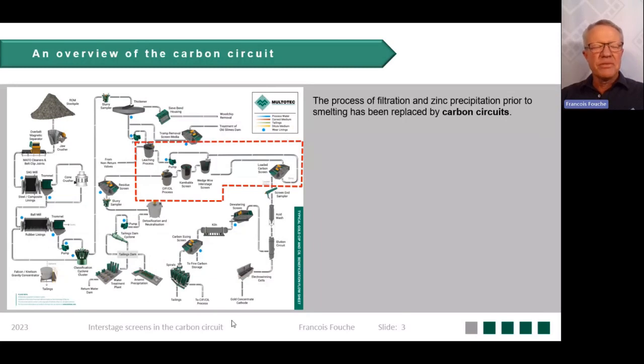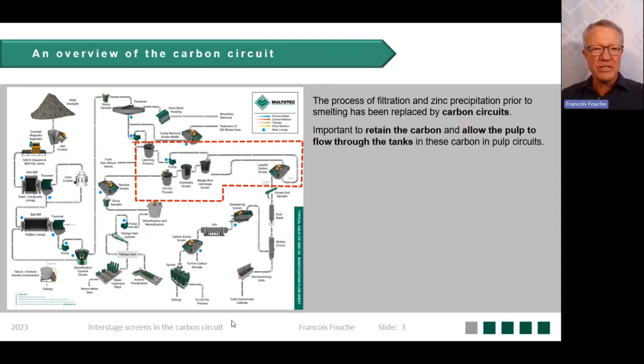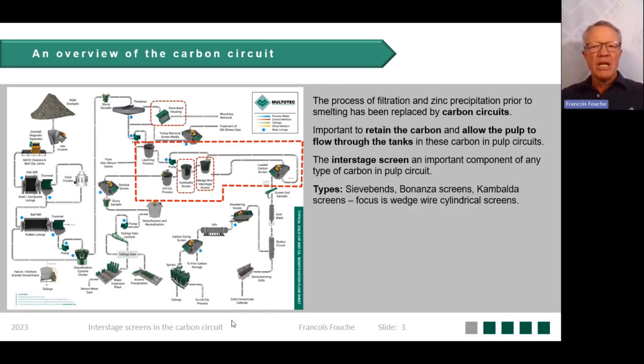So the process of filtration and zinc precipitation prior to smelting is long gone. It's been replaced by carbon circuits. And it's important that we realize that we need to retain the carbon in these adsorption vessels and allow the pulp or the slurry to flow through these tanks in these carbon and pulp circuits. And therefore, the interstage screen is an important component on any type of carbon and pulp circuit.